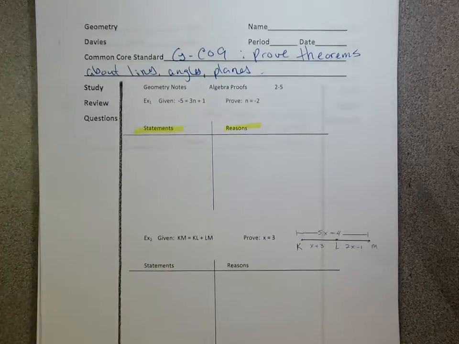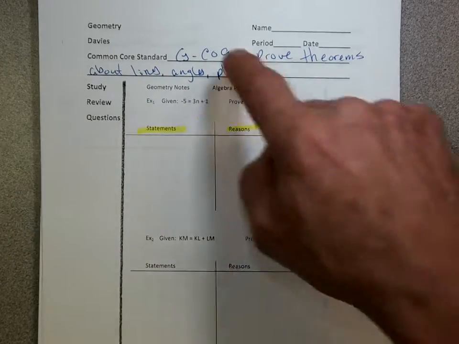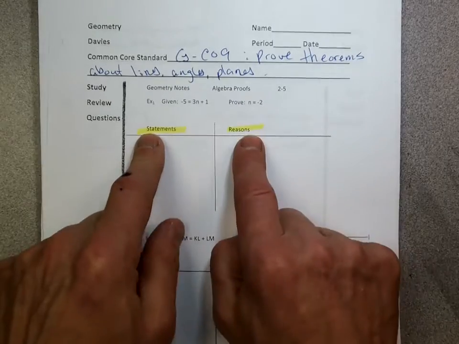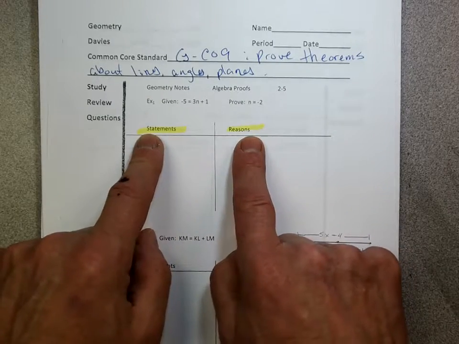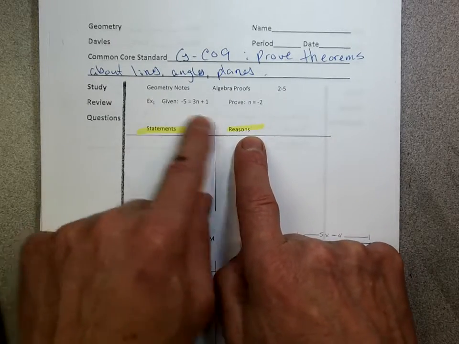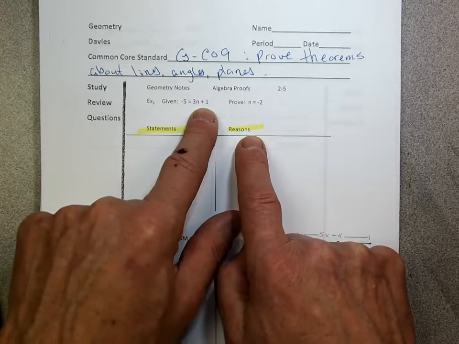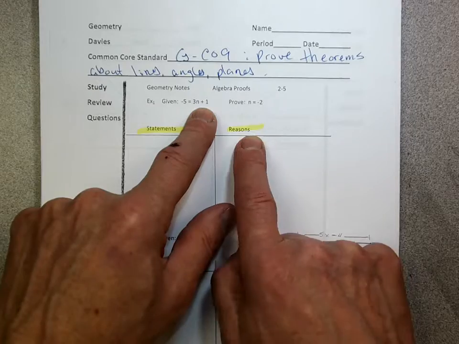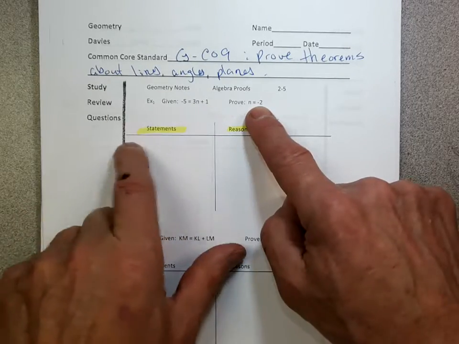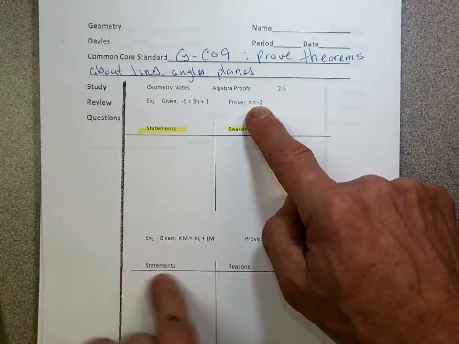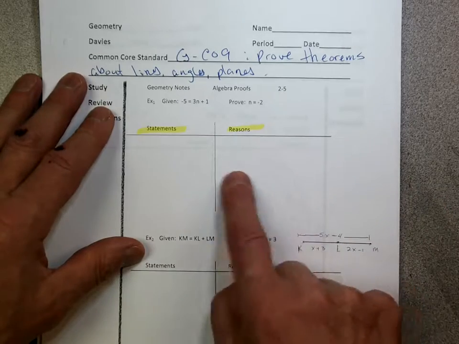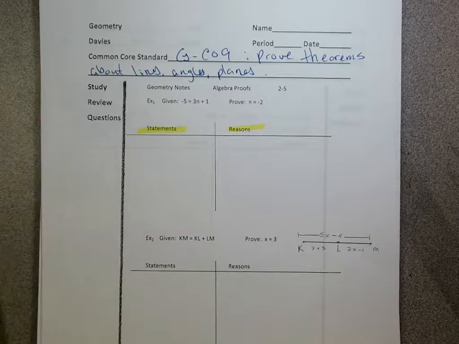So whenever we do a proof, the first thing we do is we draw our two columns. We put statements here and reasons here, okay? Because you're going to have to do some proofs on your own. Now, you have to be given some facts, all right? Here's the first thing. We're given that -5 is equal to 3n plus 1, okay? And what we're going to prove is that n equals -2. So we're going to do a process of solving on this side. But on the other side, we're going to say what we did, all right? So it's really pretty simple.